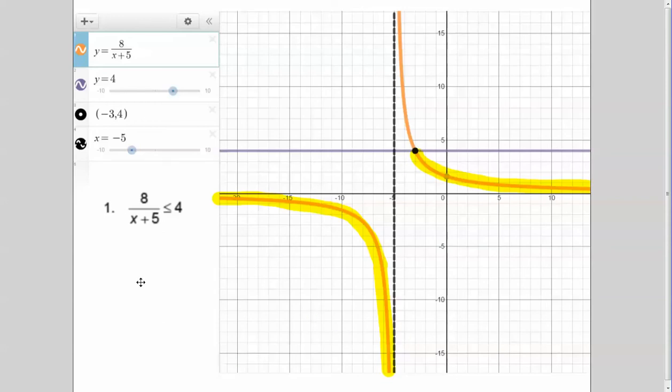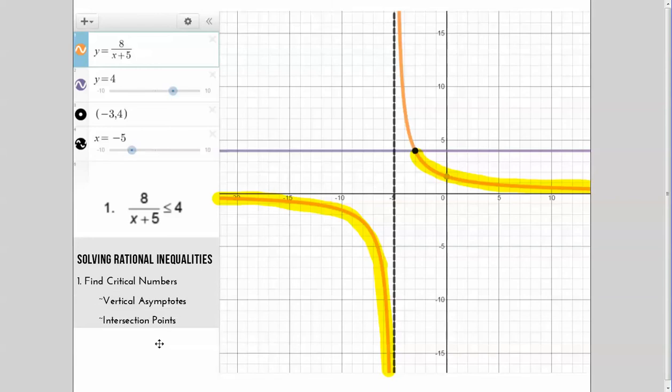To translate this to our algebraic process, I've written here some steps for solving rational inequalities. So the first thing we're going to want to do is find our critical numbers. Those critical numbers are the vertical asymptotes and the intersection points. The next thing that we want to do is draw a number line that represents our x-axis, our x values, and then finally we are going to test an x value in each interval to see whether it satisfies the inequality. So let's go ahead and take a look at the first one algebraically.